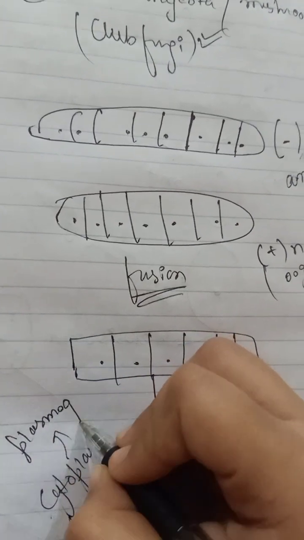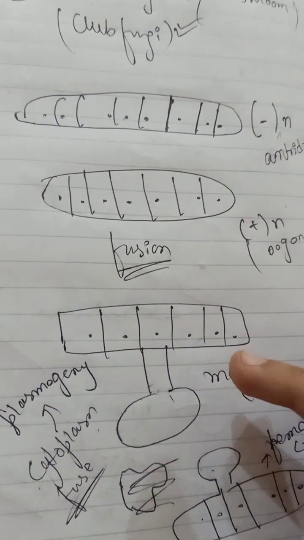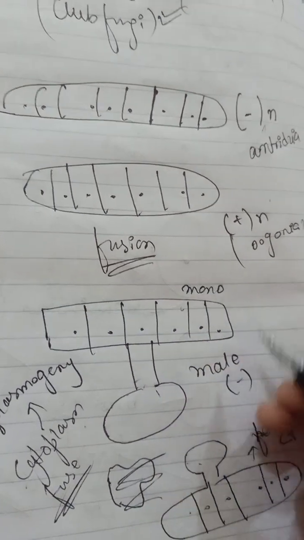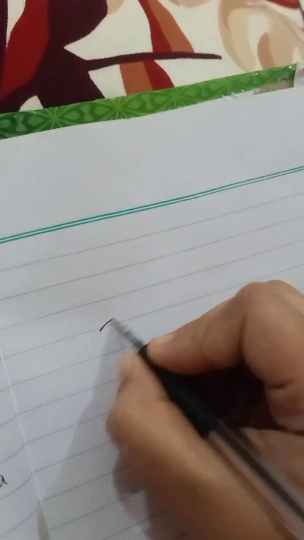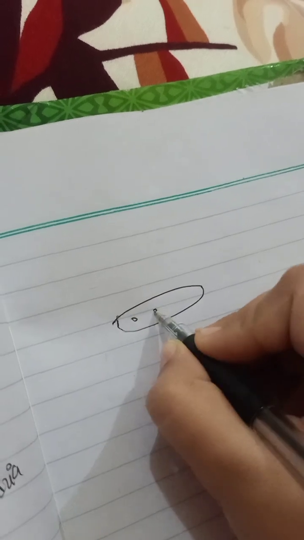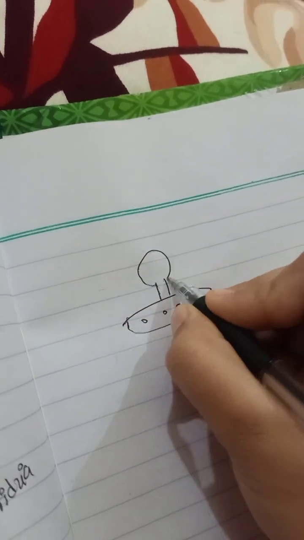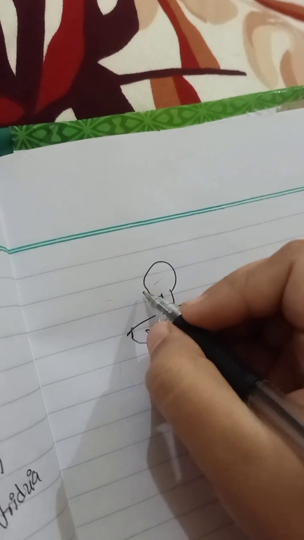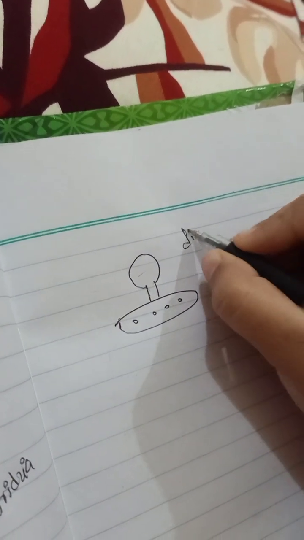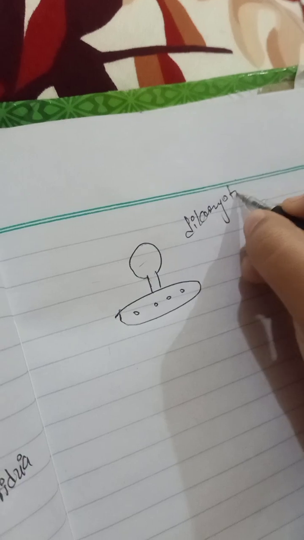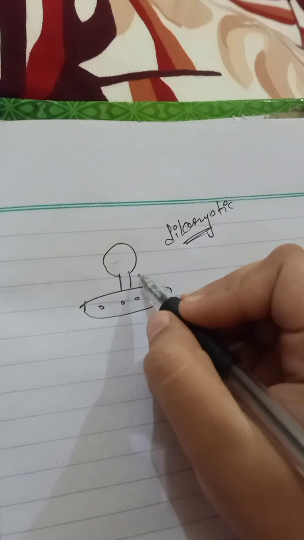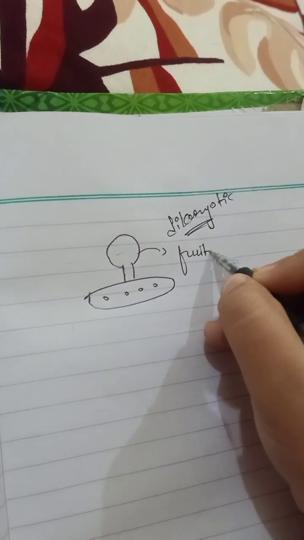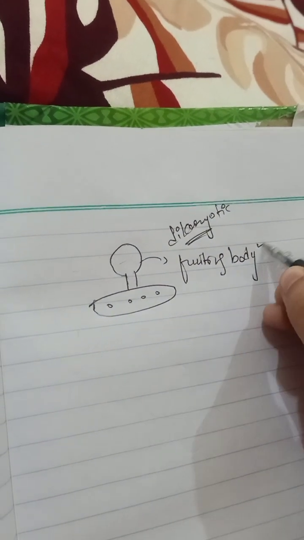After the plasmogamy, the dikaryotic stage is produced. Of course, this is monokaryotic, which means producing the dikaryotic. So the dikaryotic has occurred, which means like this. This is the fruiting bodies developing on the dikaryotic stage, which means the cytoplasm has fused. So this is a fruiting body from where the spores will be produced, obviously.